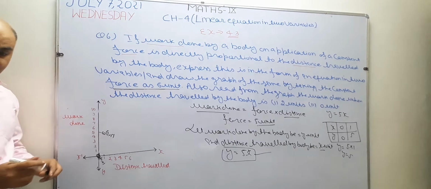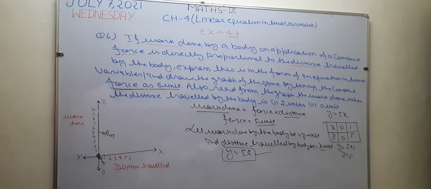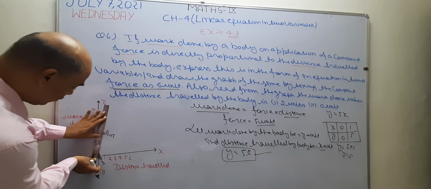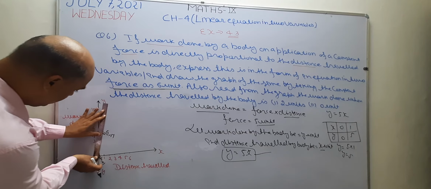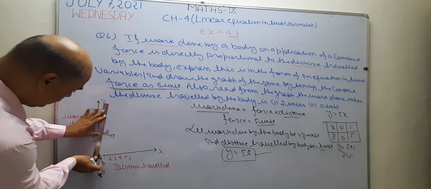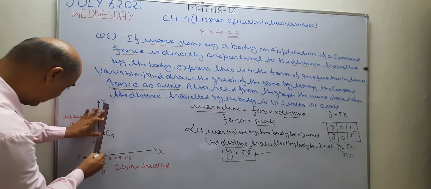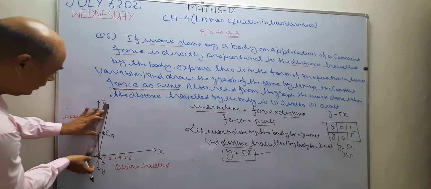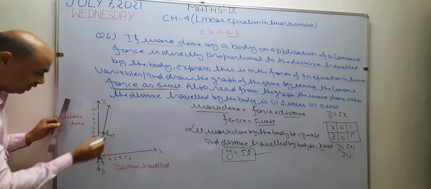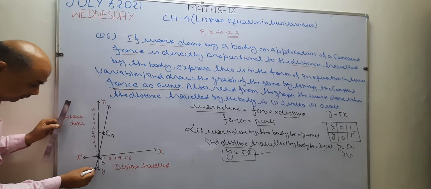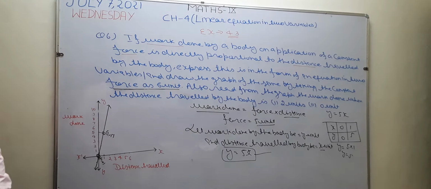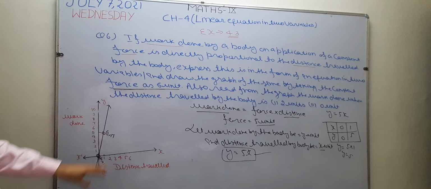Now I want to join these points. When I join these 2 points, this is the required graph of the given equation. So this is your answer. Clear?